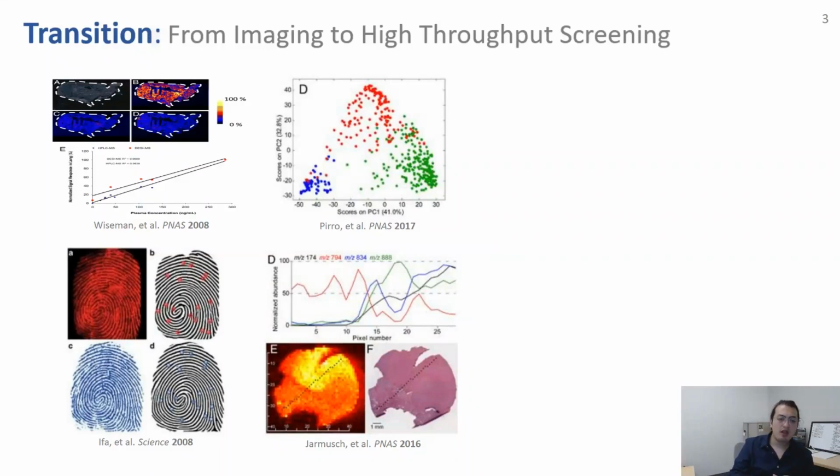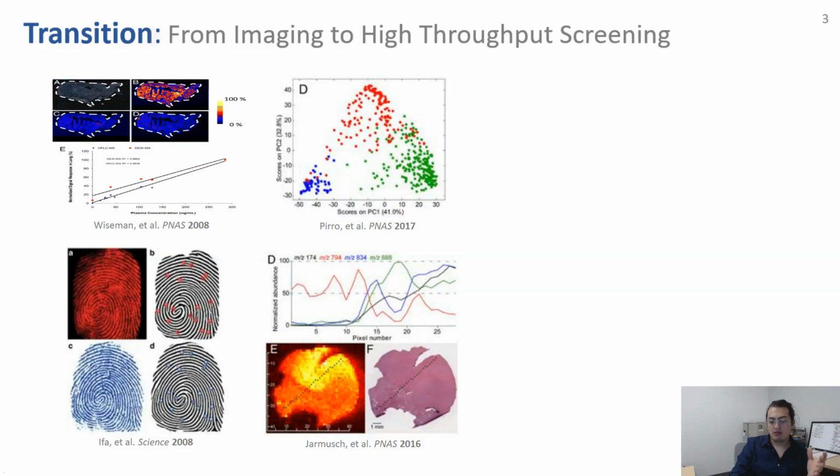For example, here I think it was a person that touched cocaine, and you can see cocaine from the fingerprint. But the question now is, how do you take this imaging capability, which is what DESI is mostly known for, and translate it to a high throughput kind of workflow? And the answer is, in fact, simple.